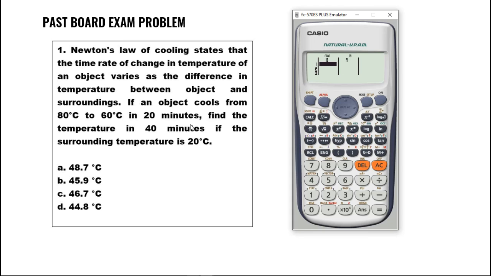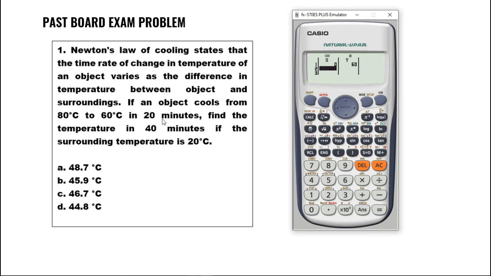Okay guys? Now here, X column natin is time. So here, if an object cools from 80 degrees to 60 degrees in 20 minutes, sabi dito sa problem. Ilagay natin dito guys, so 80 degrees. So ang ating initial temperature is 80 degrees. So at time 0, you have here 80 degrees. So here guys, yung Y natin is magiging temperature difference. So we have here 80 minus ambient or yung surrounding temperature which is 20 degrees equals.